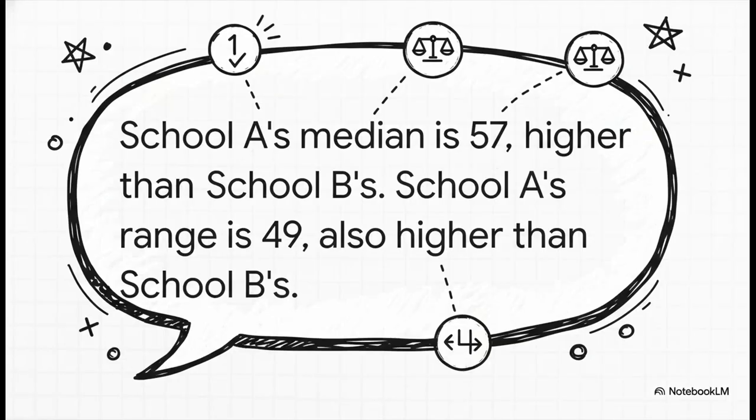So, here it is. This is what a perfect answer actually looks like on the page. The median score for school A is 57, that's your first accuracy mark, your B1, which is higher than the median for school B, that's your first communication mark, your C1. The range of scores for school A is 49, there's your second B1, which is also higher than the range for school B, and there's your final C1. It is that simple. It's clear, it's concise, and it ticks every single box on the mark scheme.